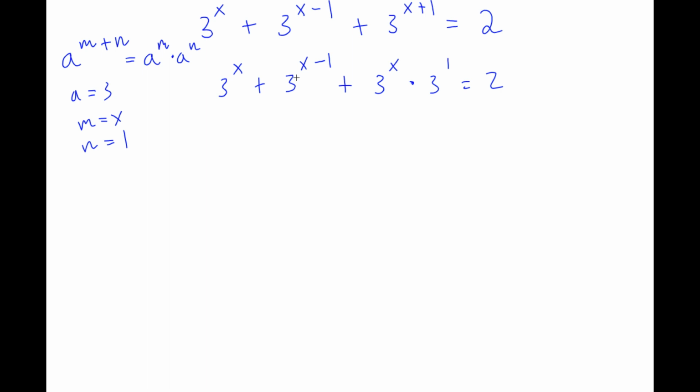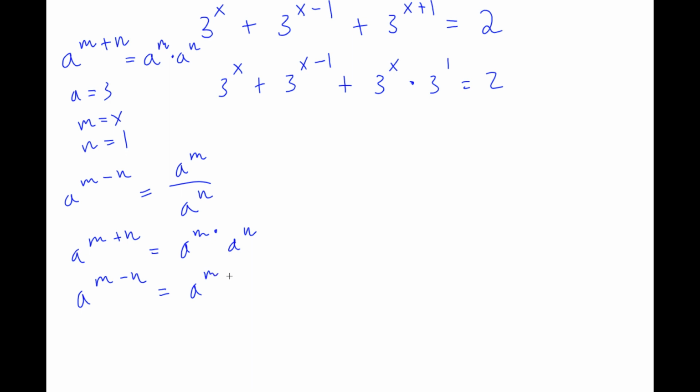Now we have a to the power of m minus n. And many of you out there probably know that a to the power of m minus n is equal to a to the power of m over a to the power of n. However, we are not going to be using this property this time. If a to the power of m plus n is equal to a to the power of m times a to the power of n, then this means that a to the power of m minus n is equal to a to the power of m times a to the power of negative n.